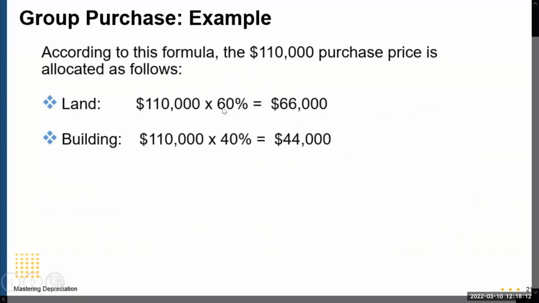And we're going to multiply it by how much we actually paid. So we paid 110. So 60% of the 110 that we paid is 66. That is the amount we're going to put in the land account. And then the 40% of the 110 is what we're going to put in the building account.